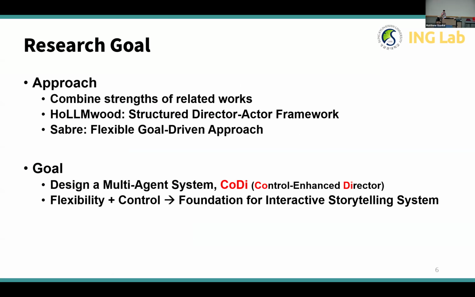So our goal is to combine the strengths of those related works. From Hollywood, we adopt the structured director-actor framework, and from Sabre we adopt the flexible goal-driven approach. So we designed a multi-agent system called CoDi, which stands for Control-Enhanced Director Agent. Our goal is to generate a story generation pipeline that is flexible and controllable, which can be a foundation for interactive storytelling systems.